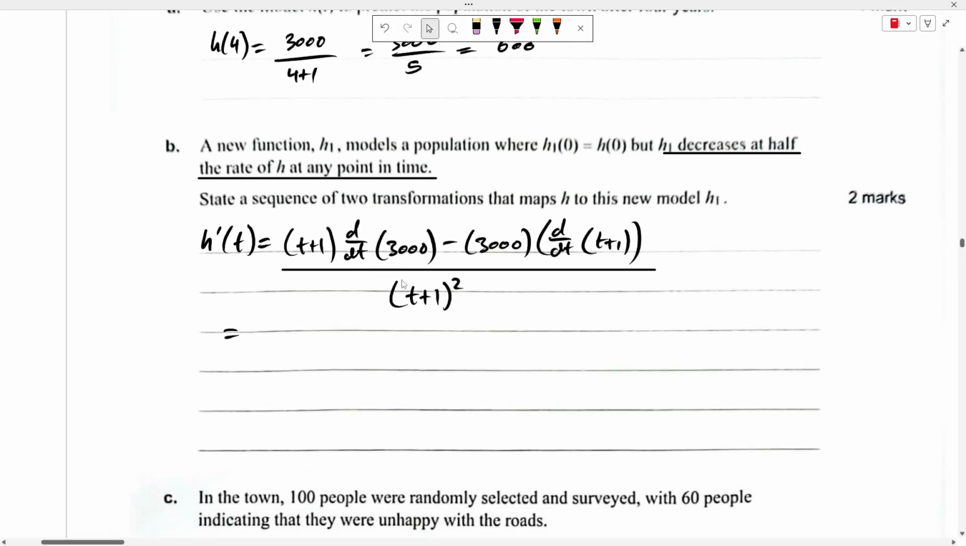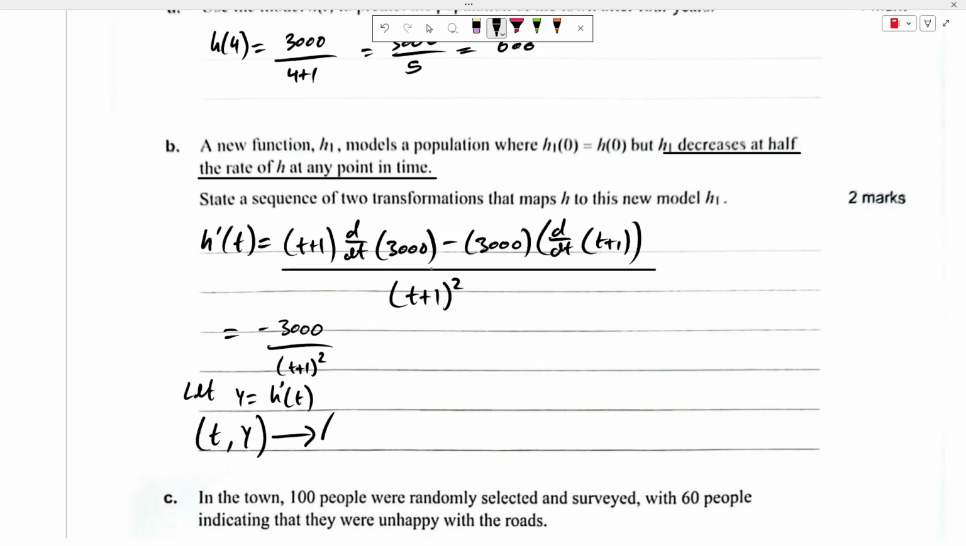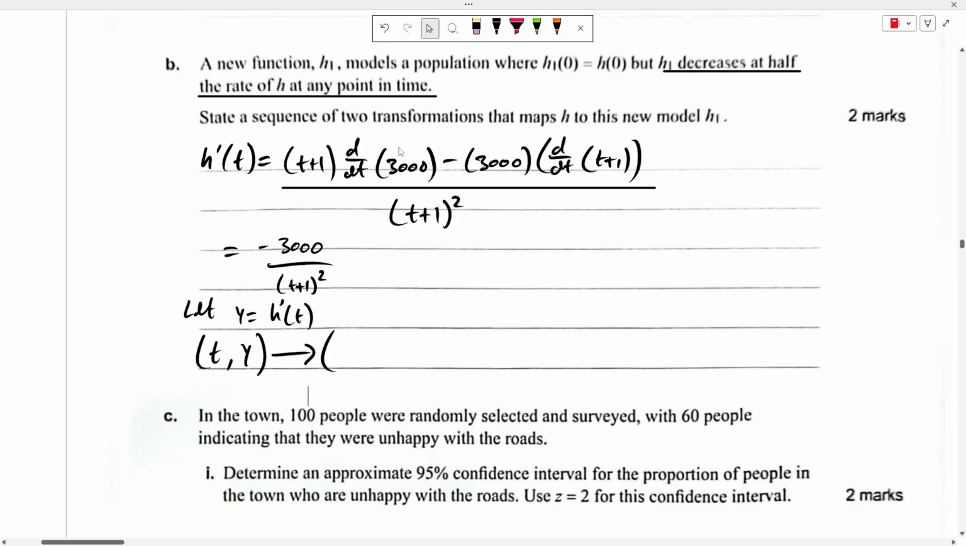So derivative of 3,000 with respect to t is just 0, and derivative of t plus 1 with respect to t is just 1. So we get negative 3,000 over (t plus 1) squared. Now, I'm going to let y equal h dash of t. So this is going to go through t comma y. But with this transformation, I want the new one to decrease at half the rate. So I want the new one to go through t comma half y.